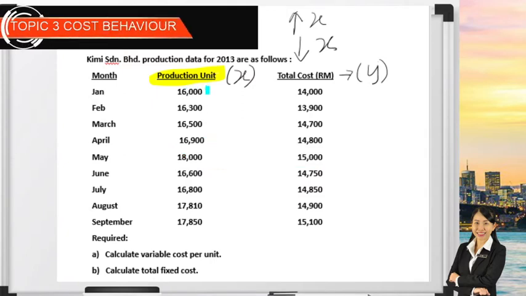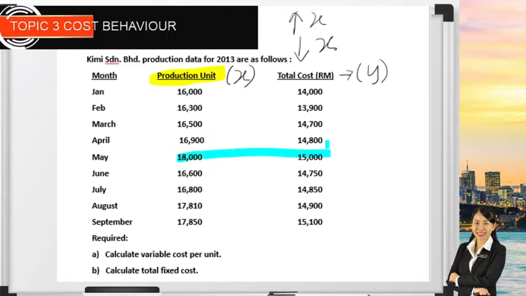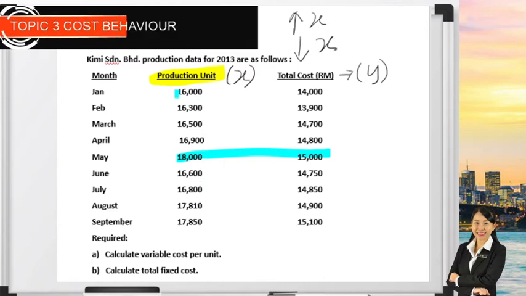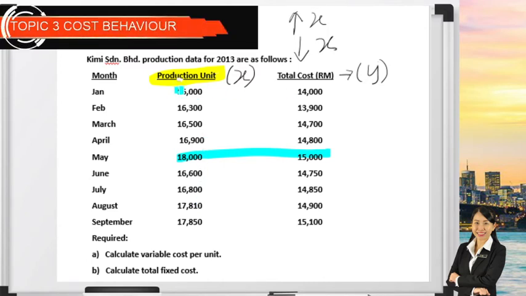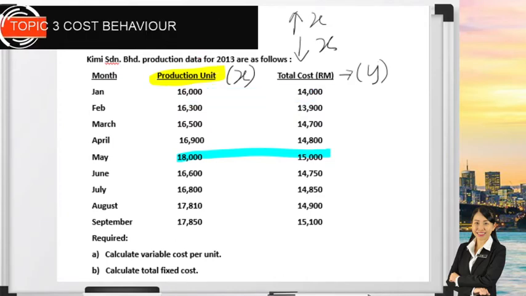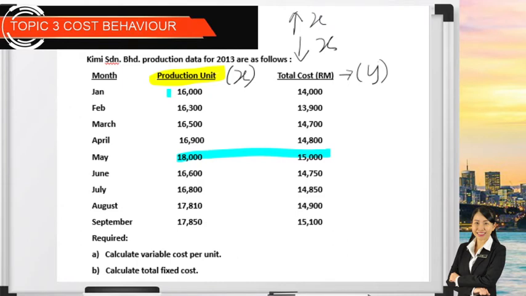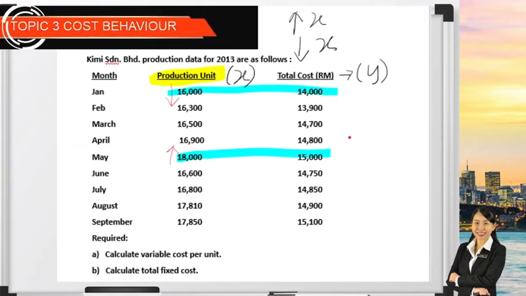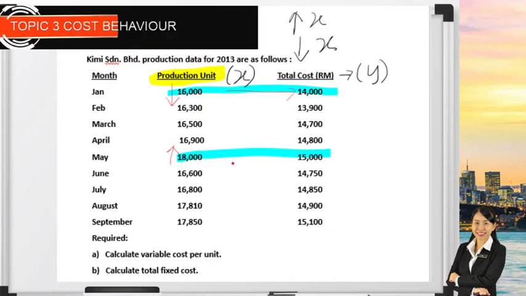Continue, we will highlight our lowest unit. Lowest will be in January, 16,000. Okay, let's just mark it. So this is the highest X and lowest X with total Y.